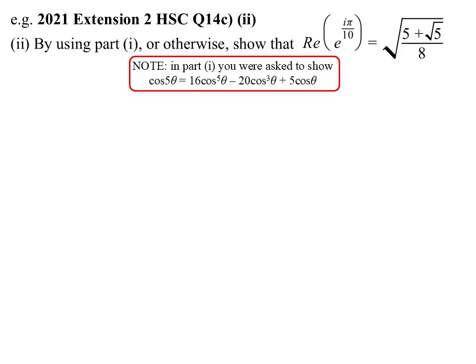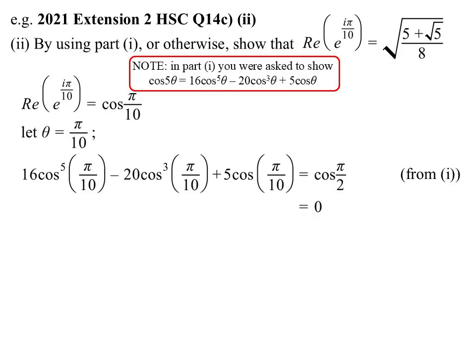Show that the real part of this complex number, e to the power of iπ/10, is the square root of (5 plus the square root of 5) over 8. Well, we know what the real part is, because that's exponential form. The real part would be the cosine of the argument. So the cosine of π/10. So essentially this question is saying, show that the cosine of π/10 is that expression.